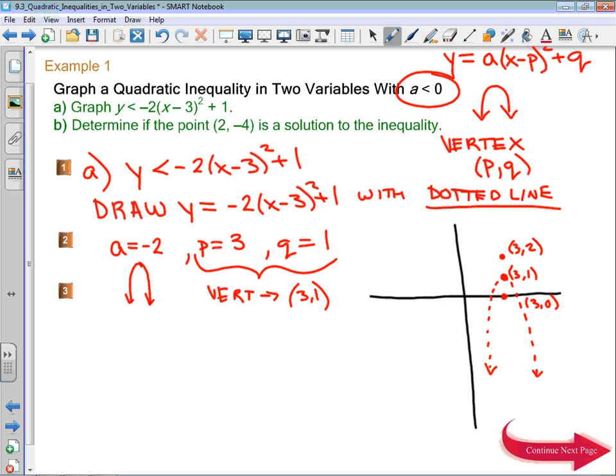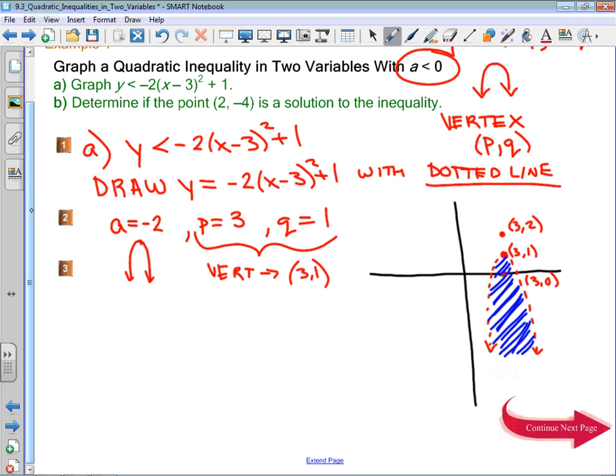Now, there is another way to determine where we shade this graph. Because y is less than the function, we would shade in below the function. I'm going to do that in a different color. This blue shading is the inequality solution region graphed. Now, really what I'm saying by shading that is that 3 comma 0 should satisfy this because it's inside the shaded region. We can check that through substitution.